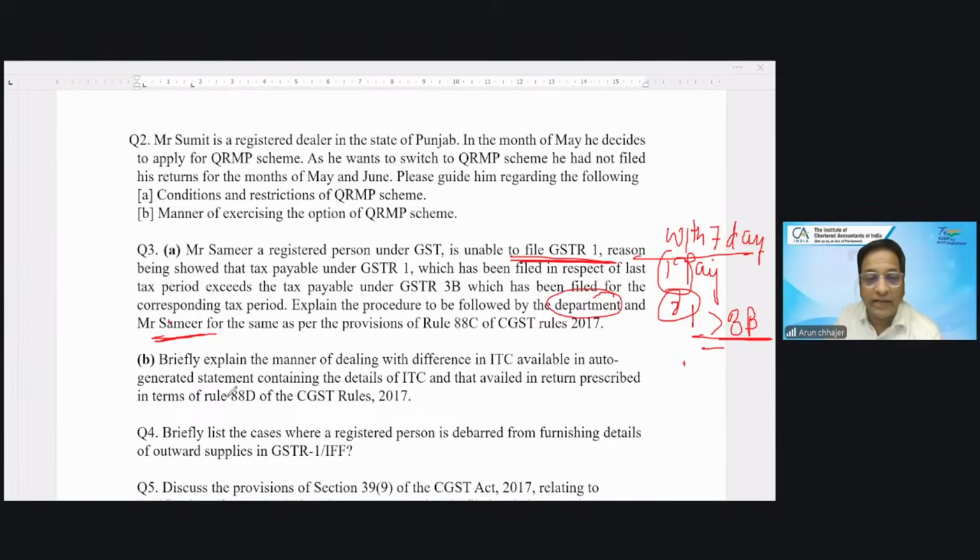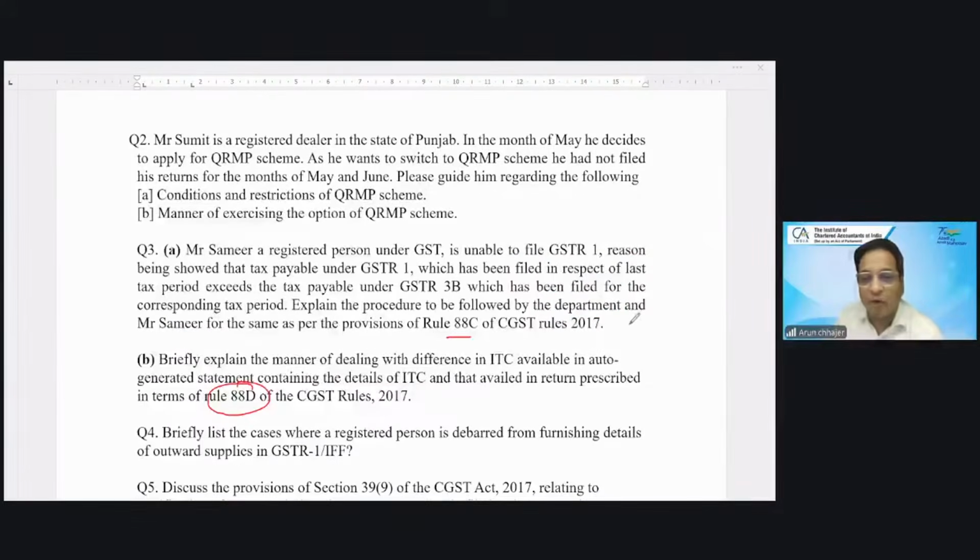What is rule 88D? In 88C we look at the GSTR-1 and 3B difference. Here the department is looking at the difference between 2B and 3B, that is, when 3B is more than 2B with respect to ITC.